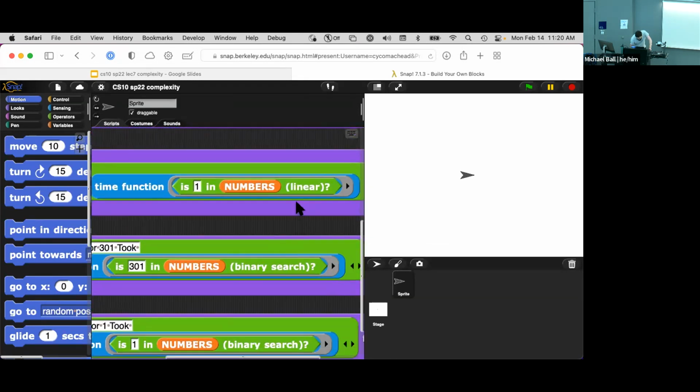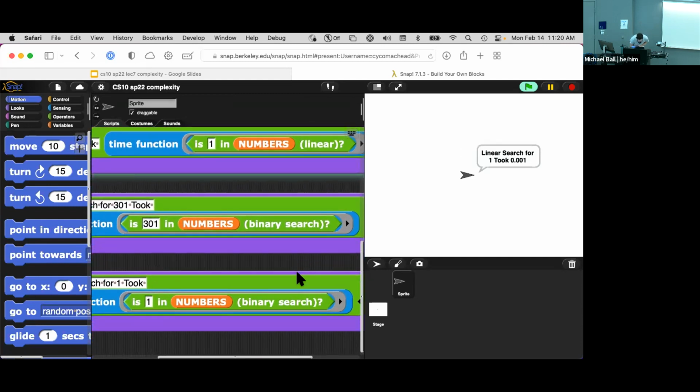So how long does it take to find the number 1 in the list? In this case, that's pretty quick, 0.02 seconds. Now 0.001. How long does it take to find 1 in a list using binary search? This time it's taking a little bit longer. If I'm just looking for the number 1 in this list of 300 numbers, it actually seems like binary search is taking a little bit longer.